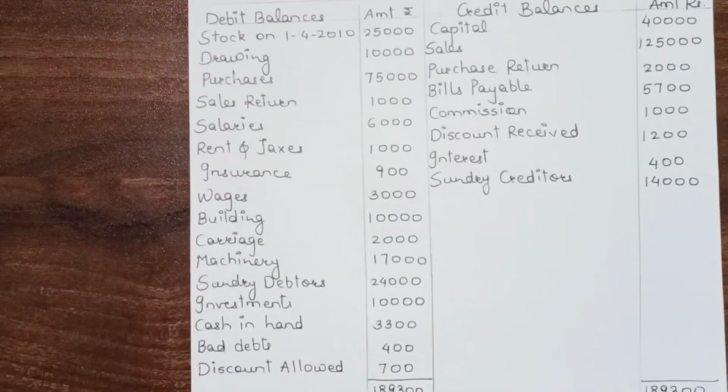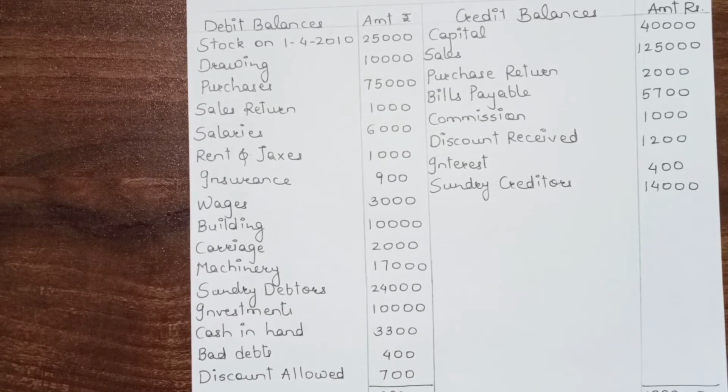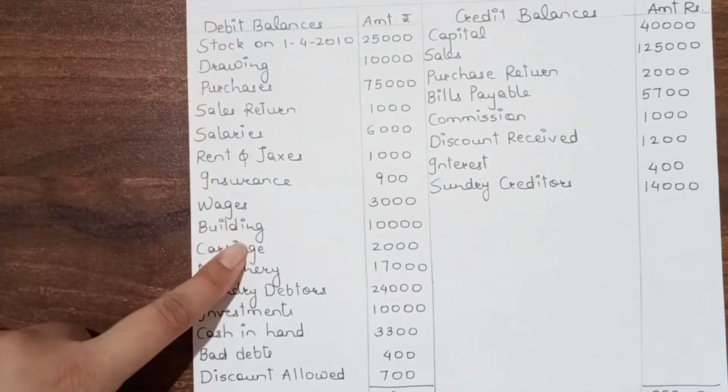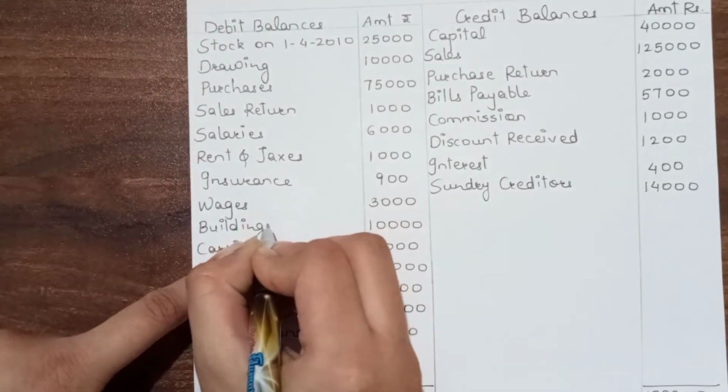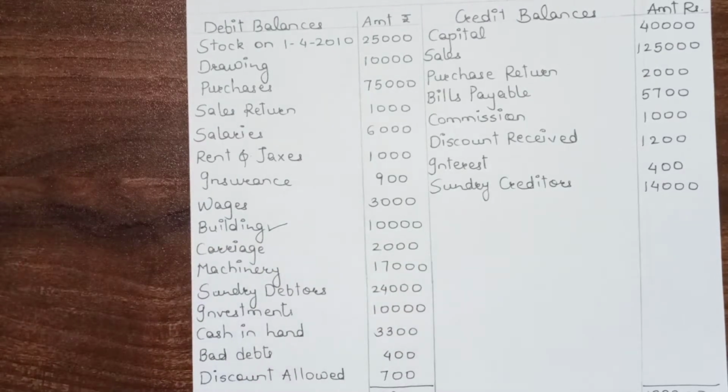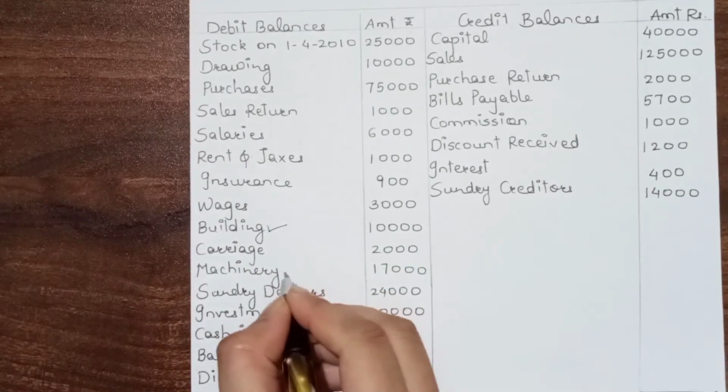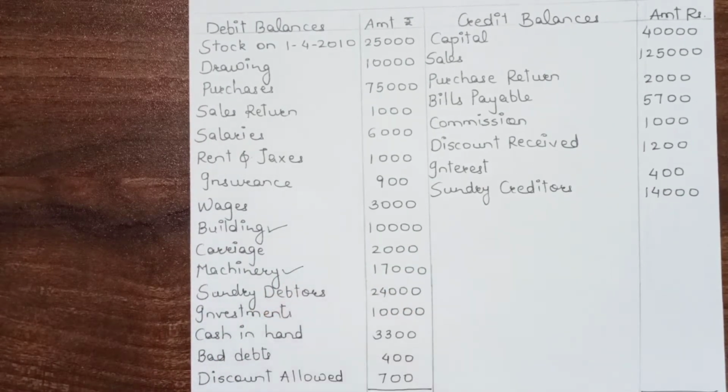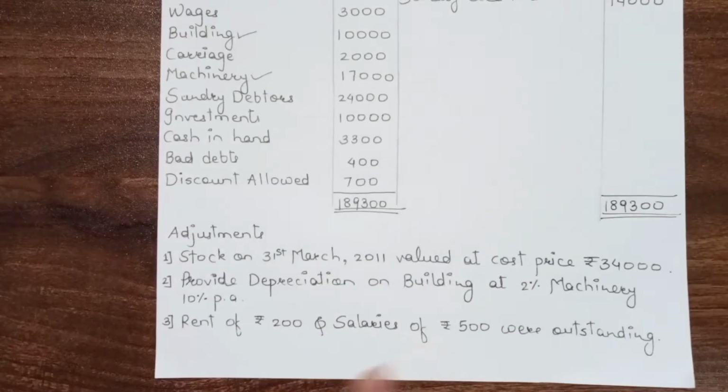So let's search for the item building. Here it is, building. We will tick mark it. And next one is machinery. So here it is, machinery. Okay. Next one we will see.